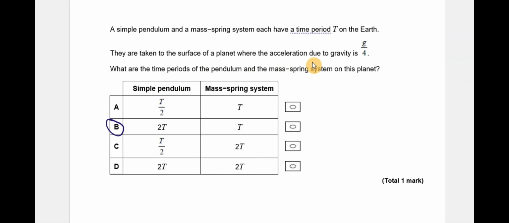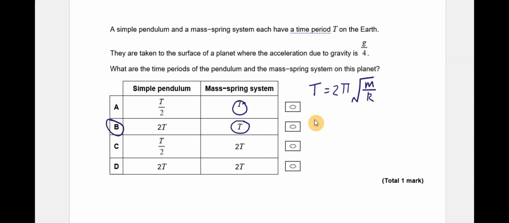Well, I would start by going to my datasheet and I'd find the relevant equations for this question. And that is the time period for a spring mass system is given by 2π multiplied by the square root of the mass over the spring constant. Well, in this equation, there's no g. So g doesn't affect the time period for a spring mass system. So it's going to be one of these two answers.